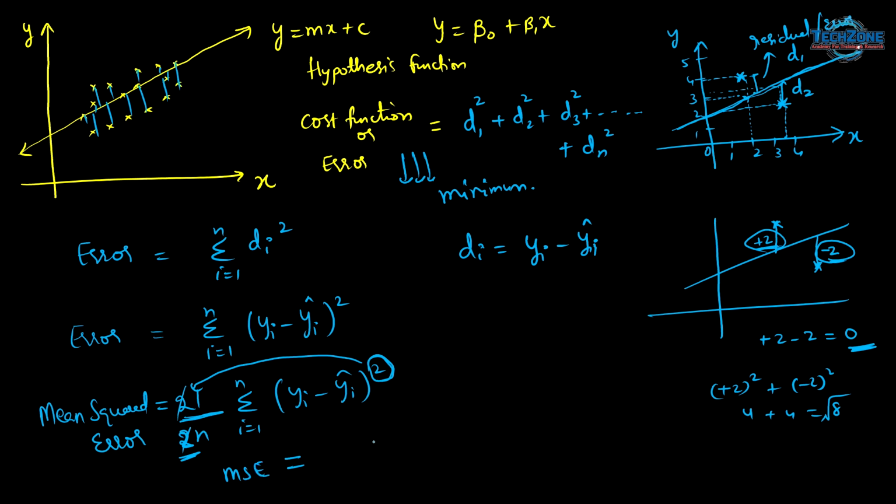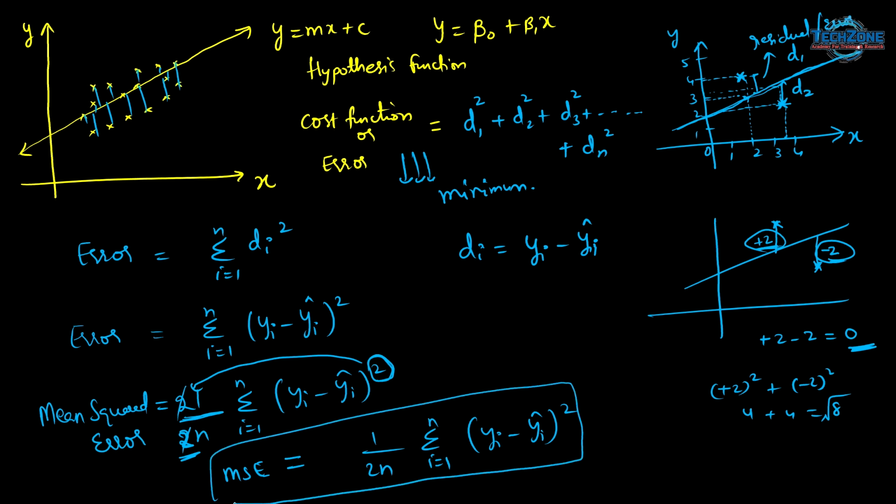So mean squared error, I'll write it one more time. It is 1 by 2n sigma i is equal to 1 to n, yi minus yi hat, whole square. Okay, this is our mean squared error. I hope this is clear.